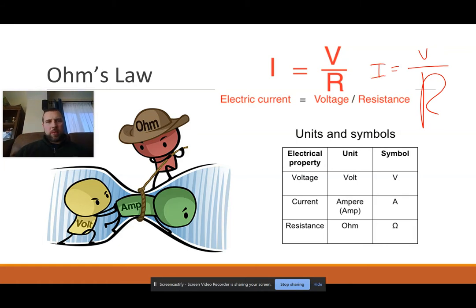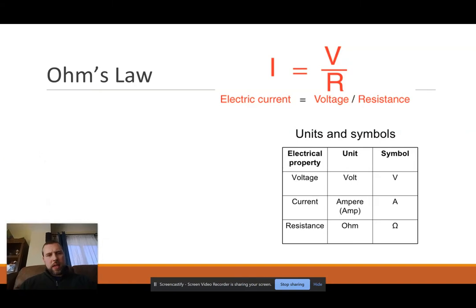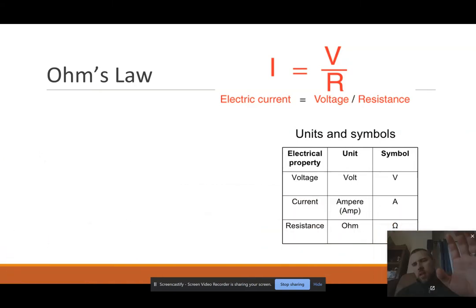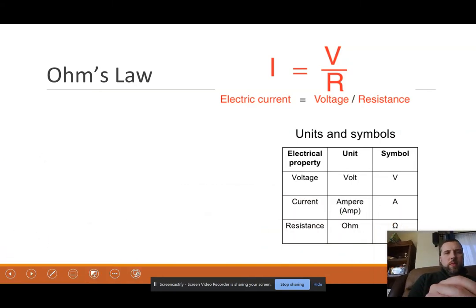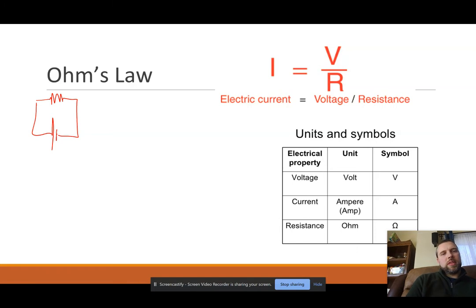Okay, so let's try an example with this. Let's say we have a battery, and this is a symbol for a battery, and we'll talk about the schematics and the symbols a little bit later. Let's say we have a battery that is providing 3 volts, and we have a resistor that we know is 6 ohms. I want to know how much current is going to go through that circuit, right?